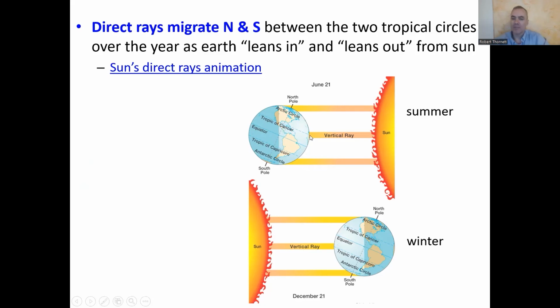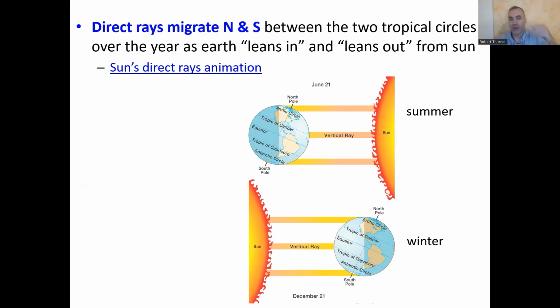So the subsolar point, well, under the direct rays, migrates from 23.5 north at its northernmost point all the way down to 23.5 south at its southernmost point, and then comes back for the summer again, and then back again during the winter. It keeps doing that all year long. In other words, the subsolar point is always in motion. It never stays in one place.